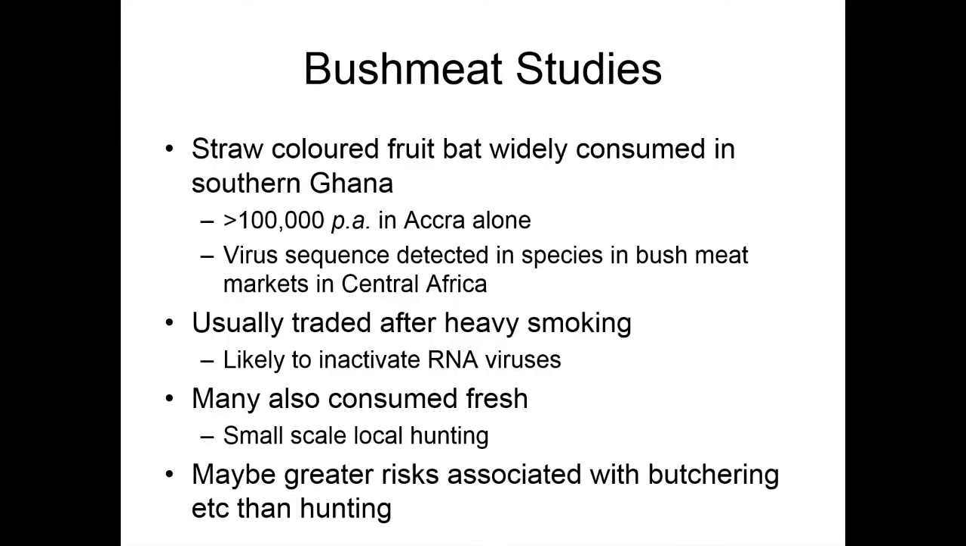And in fact, this is widely consumed, and we've characterised a commodity chain that's associated with the trade of more than 100,000 of these just in one city alone. Now, we know that you can find virus signatures in bushmeat, in a Central African bushmeat market with this species. Nipevirus sequences have been detected in them. However, these are usually traded after heavy smoking as a way of preserving the meat in the tropics, and that's likely to inactivate them. So probably it's the practice of trapping and hunting them that's far more dangerous than the consumption itself.